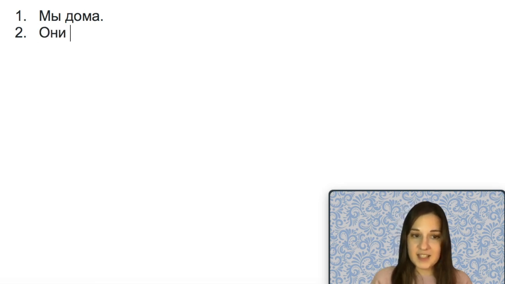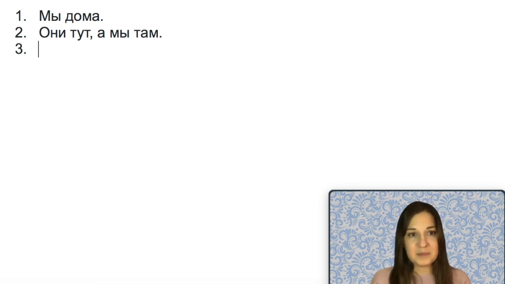The next part. So we are at home. We. Мы. Are at home. Дома. Мы дома. They are here and we are there. They, они, are here, тут, они тут. And we are мы, are there, там. Они тут, а мы там.